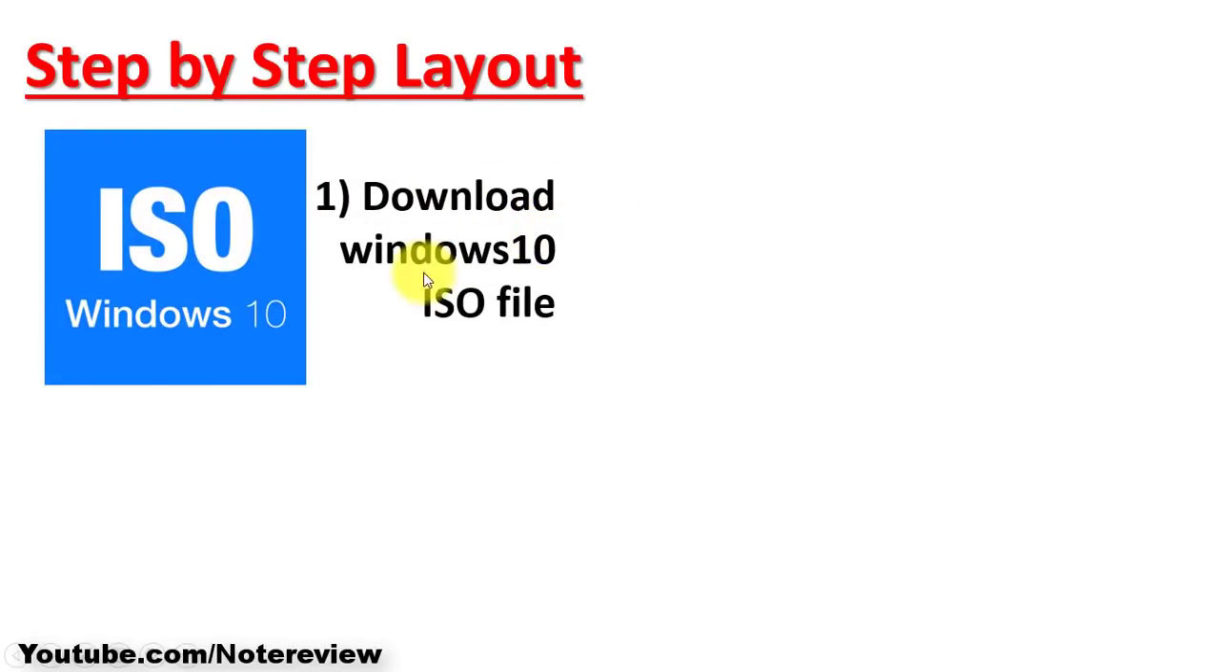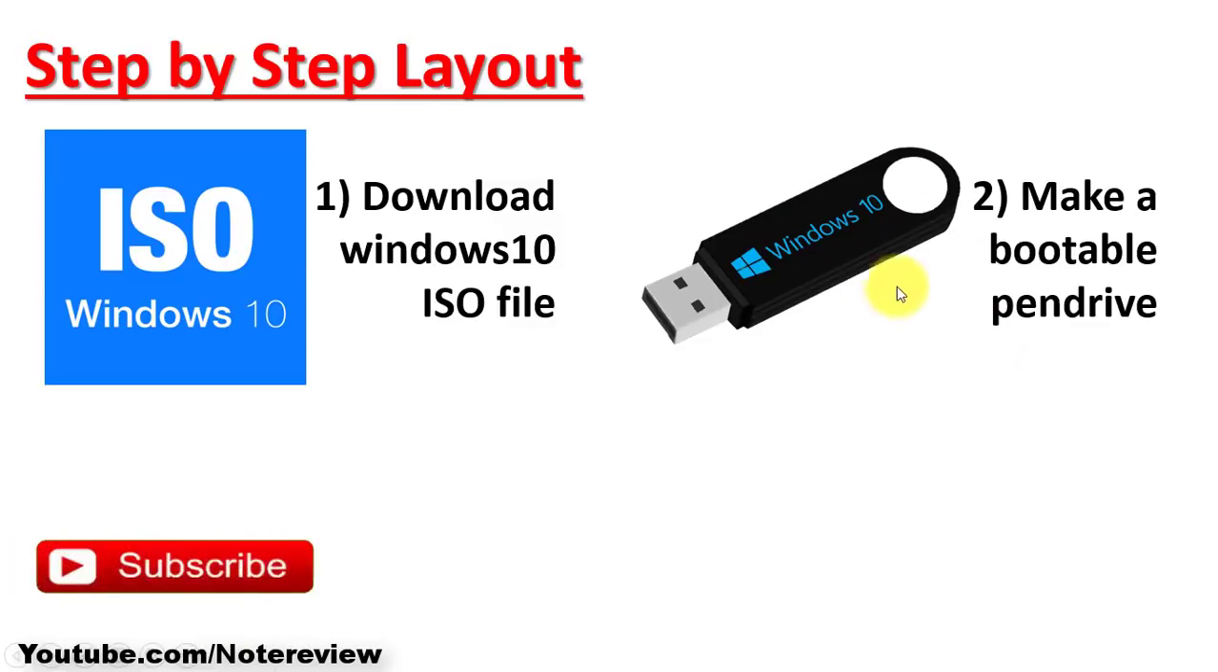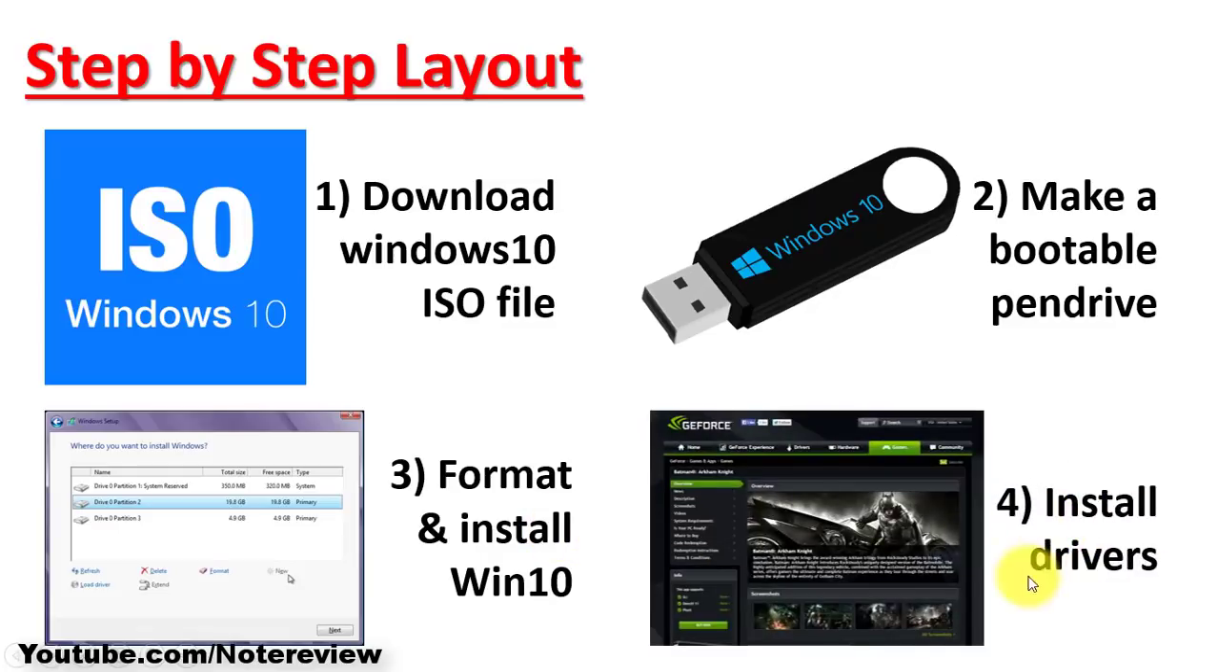Before we move forward, let me give you a quick layout that you have to follow. First of all, you have to download the Windows 10 ISO file, or else you can arrange it from your friend. After downloading the file, you have to make a bootable pendrive, and I recommend using a minimum of 8 GB pendrive. Once you have made a bootable pendrive, you are ready to format your disk and install Windows 10 on that laptop or PC. And lastly, after the installation, you have to update all the required drivers in case they are missing. So this was the brief introduction.